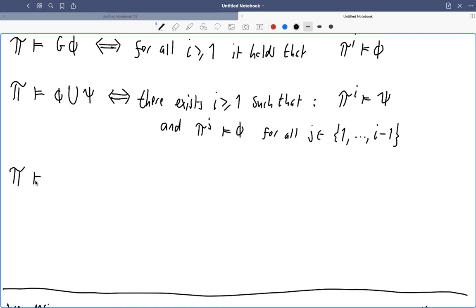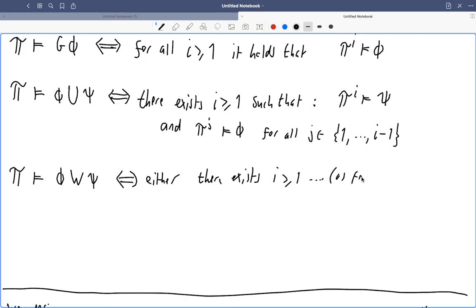So the weak until holds if and only if either there exists I greater than or equal to 1, as for until.